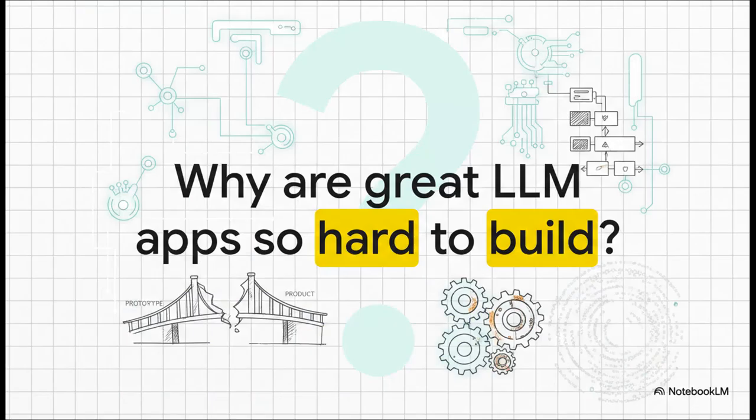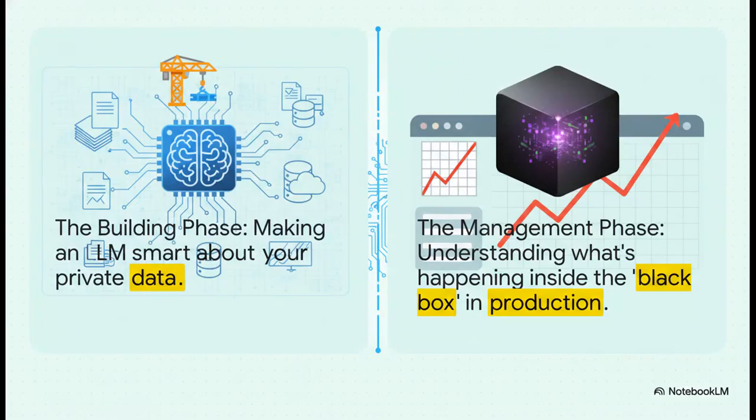I mean, you've got this incredible, world-changing technology right at your fingertips, but getting from a cool prototype that works on my machine to a reliable, scalable product, well, it often feels like you're trying to cross a giant canyon. Turns out the whole challenge really boils down to two very distinct phases. And here's the breakdown. It's really two core problems.